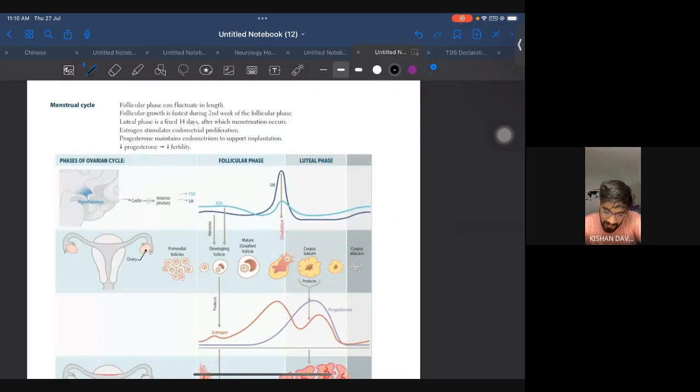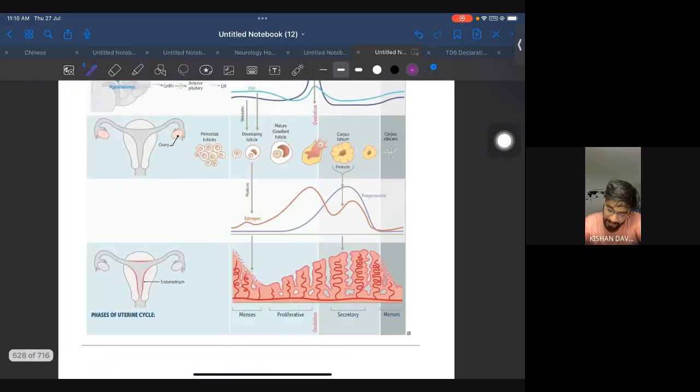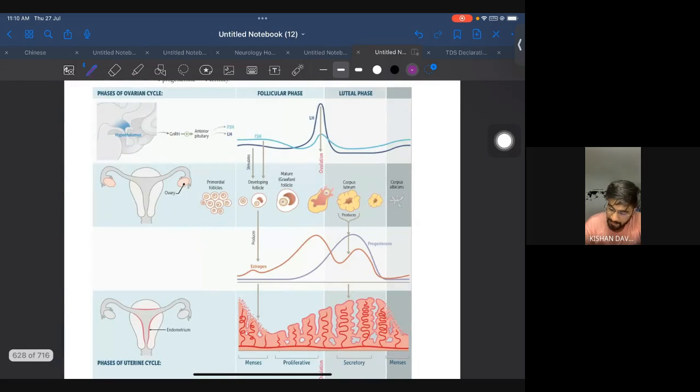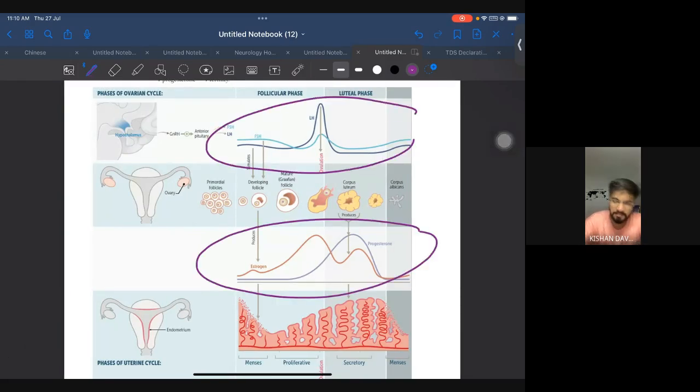Coming to the menstrual cycle, this diagram they have given perfectly. Just remember these curves, because in NBME they have literally given the curves. Okay, NBME में they gave the curves as options A, B, C, D, and they made the wrong curves. So you have to identify which is the correct curve. Okay, so curves you have to remember.